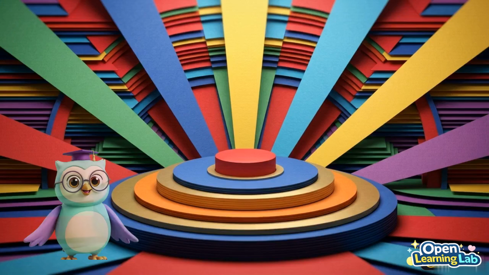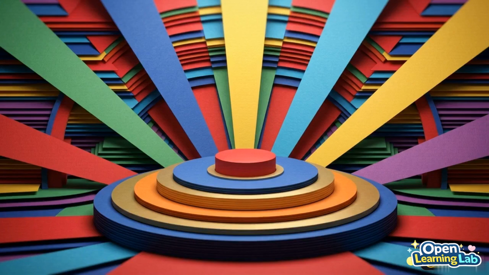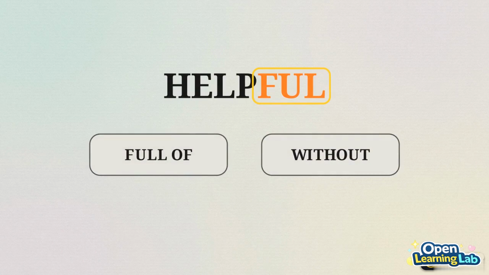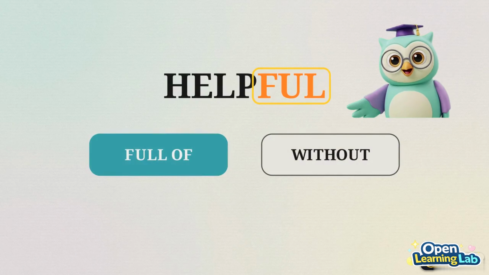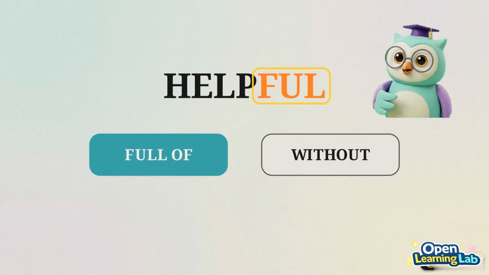All right, challenge time. Let's see if you can decode these words based purely on your new suffix skills. Number 1, look at the word helpful glowing on screen. Does the full suffix mean full of or without? Full of. If you are helpful, you are full of help.